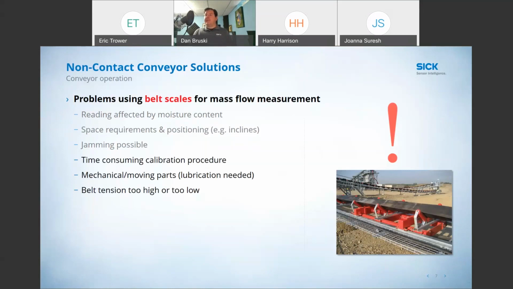Also, it can happen that when the belt tension is too high, you bridge over the scale. That could be an issue. And if the tension is too low, the material might shift on the belt. Both of those can cause repeatability errors as well as material spillage.